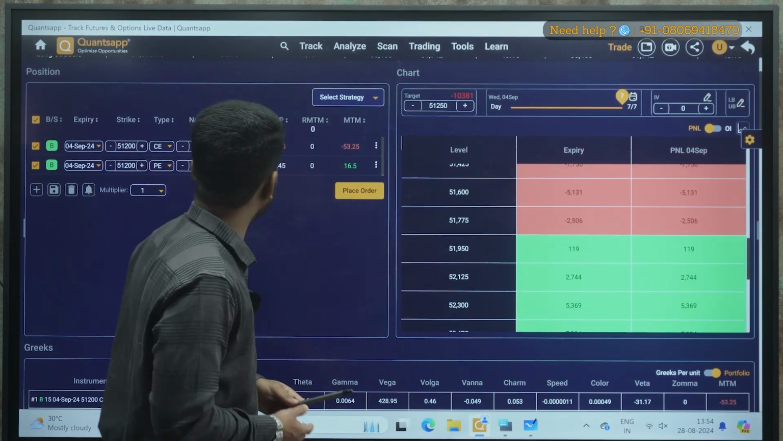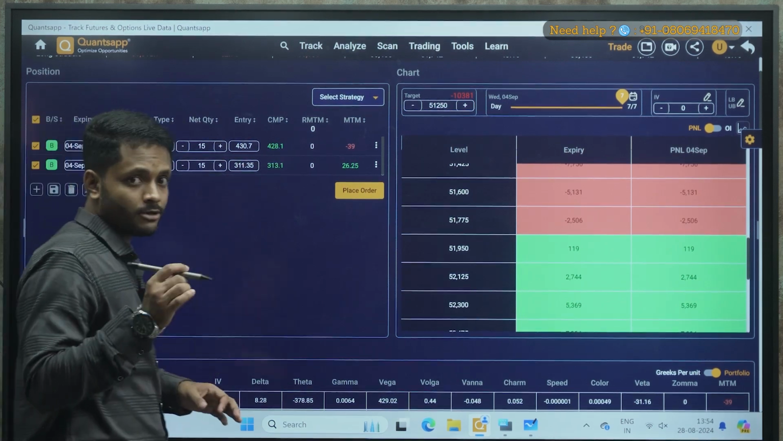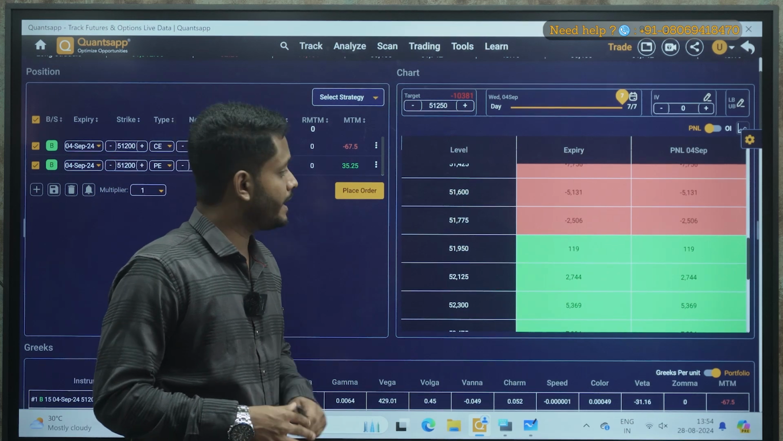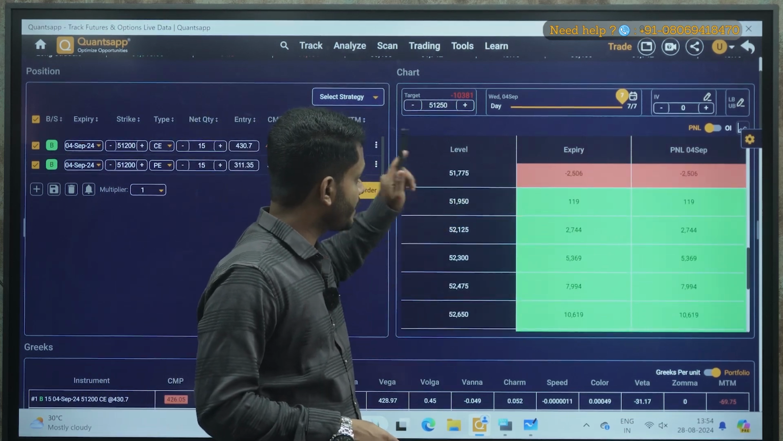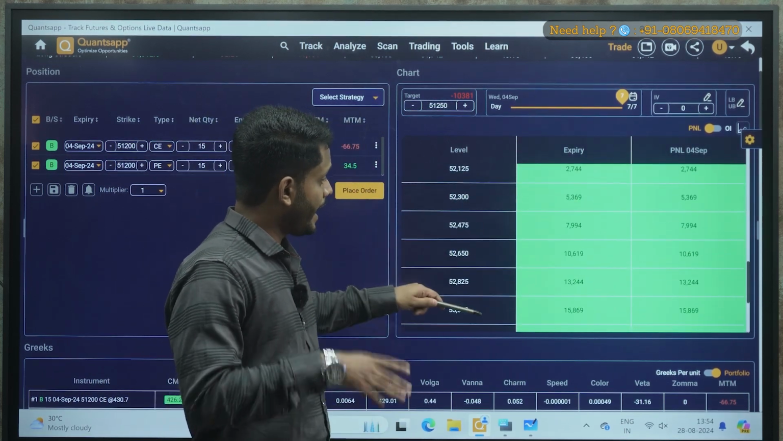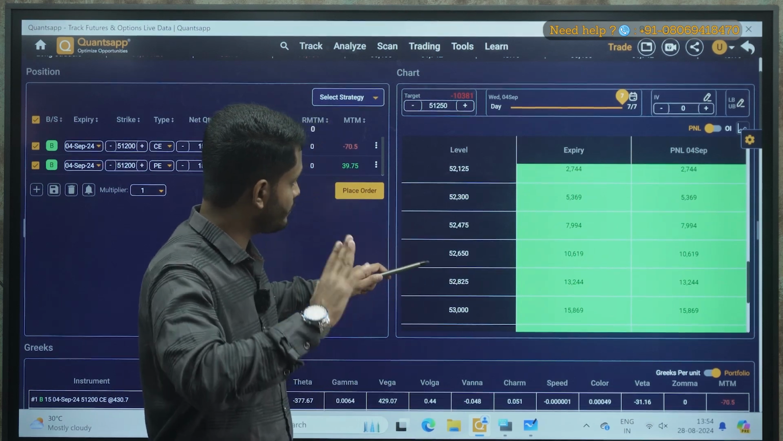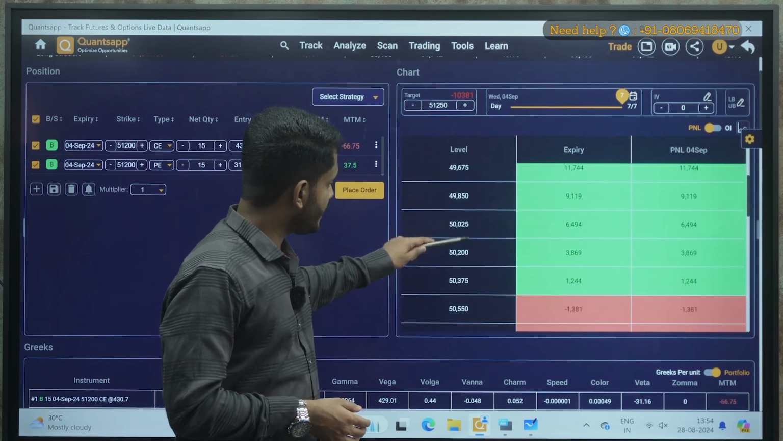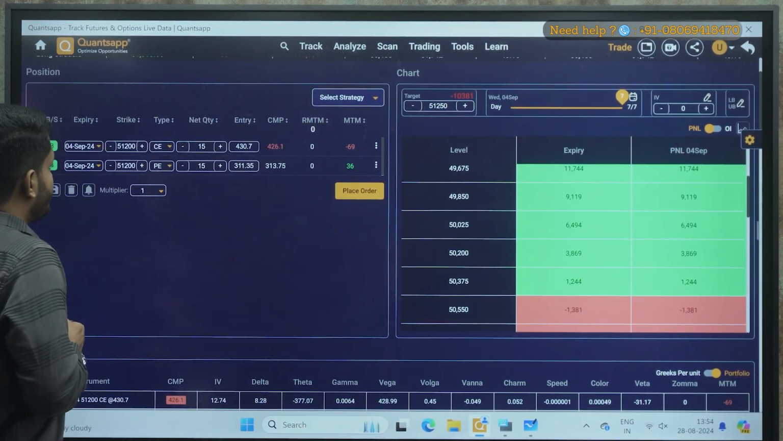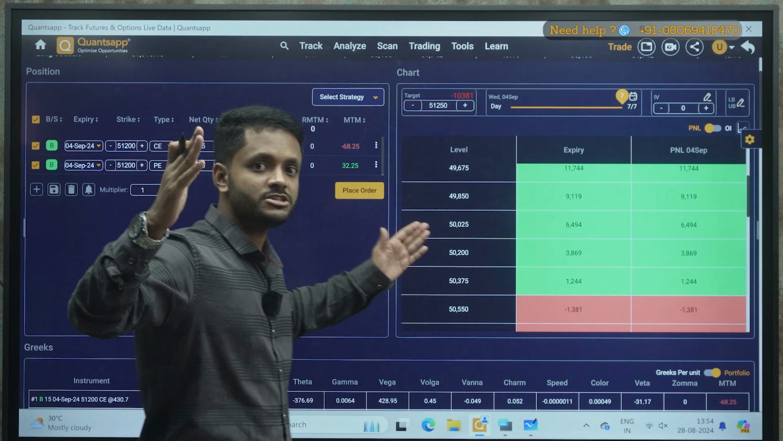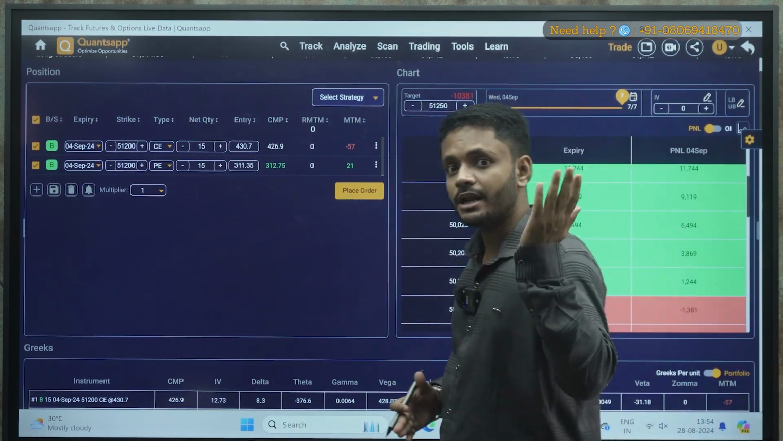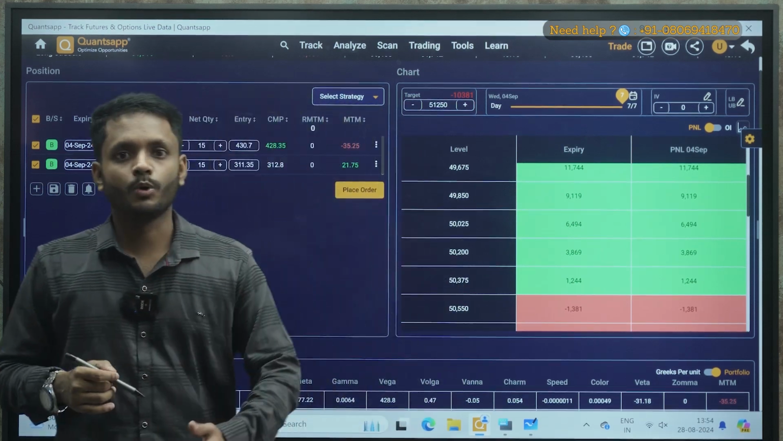Where will you start making money? Current market price is 51,200. Your break even is at 51,900. Can you see? Your break even is at 51,900, and you will make handsome money somewhere around 52,400, 52,500 and beyond. And on the downside, if you see, your break even is at 50,300. So your break even range is wide. If the market doesn't give a sharp swing on either side, you won't be making money.